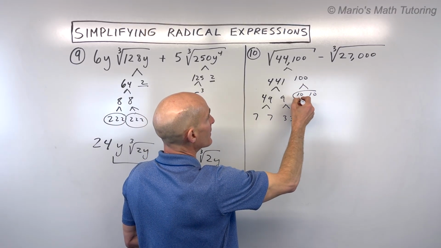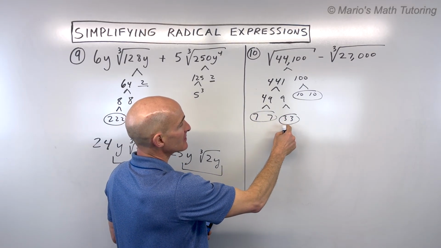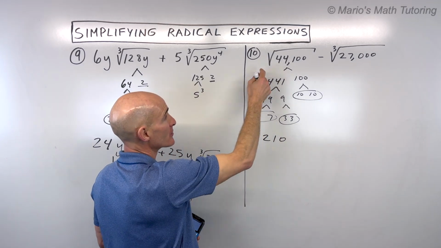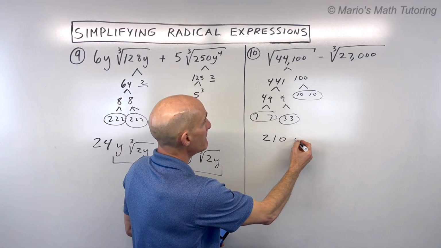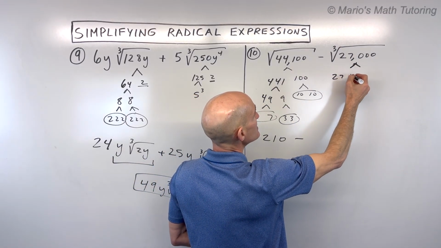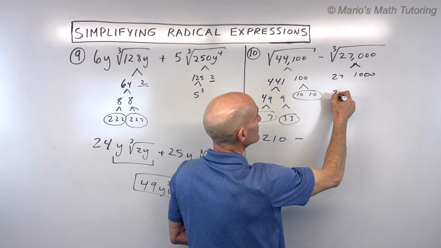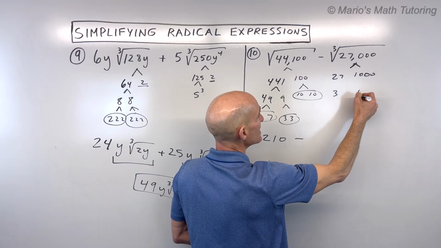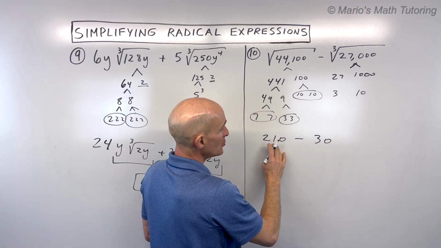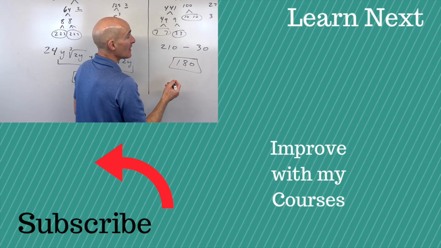So look what we've got. We've got a pair of 10s, a pair of 3s, a pair of 7s. So that's going to be 7 times 3 is 21, times 10 is 210. That's the square root of 44,100. Minus, now the cube root. So the cube root of 27,000 is 27 times 1,000. Cube root of 27 is 3. Cube root of 1,000 is 10, because 10 times 10 times 10, and 3 times 10 is 30. So we have 210 minus 30 is 180, and you got it.